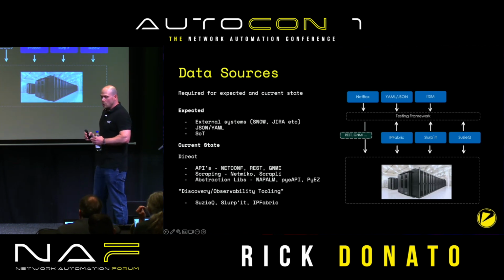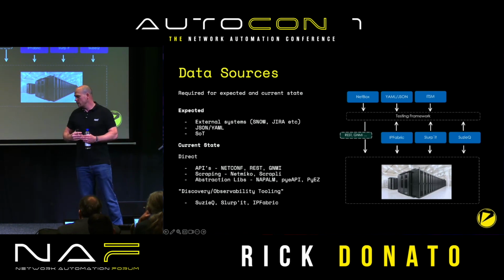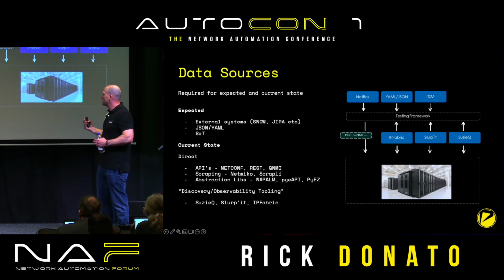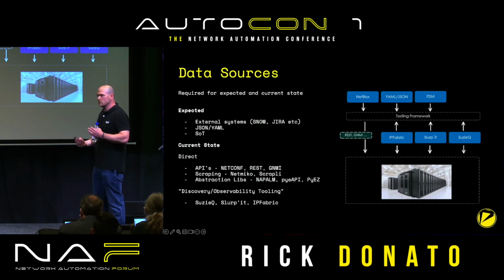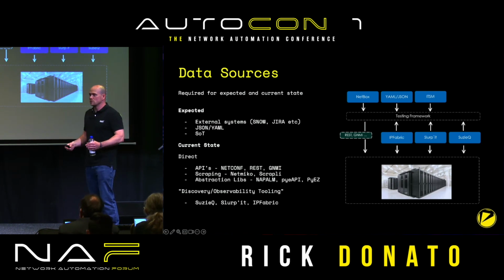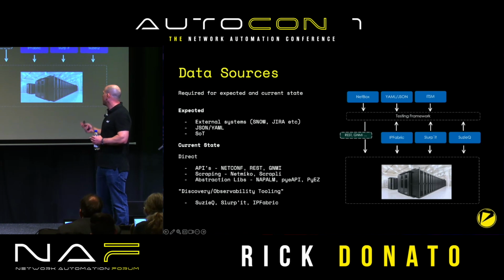And then you've got current state. So, pulling the data from the network, we can either go direct through APIs, such as NETCONF, REST, gNMI. For older devices, we can use CLI scraping, using tools such as Netmiko or Scrapli. Or we can use some abstraction libraries that abstract away some of those nuances of knowing what underlying APIs to use, things such as NAPALM, pyATS, etc. Or what we've now got, and we're kind of blessed with, is a new range of tools coming out that does the discovery for us and gives us a little bit more sugar that we can leverage to make that data available to us. So tools such as SuzieQ, Slurp'it, IP Fabric, they're going to bring in the data for us, normalize it, make it more presentable, might allow it to be consumed via a data frame, and we can pull that then into our testing framework.